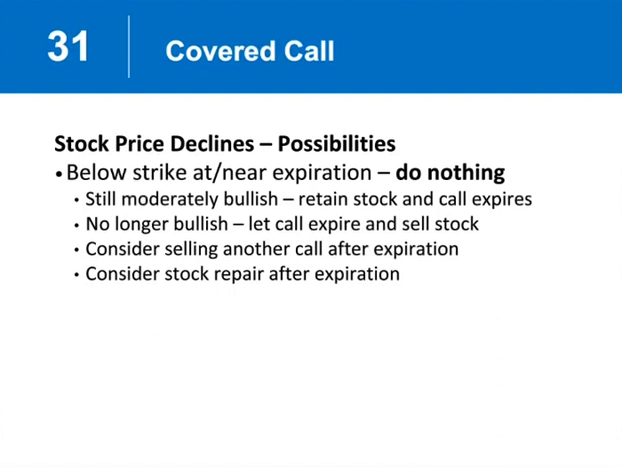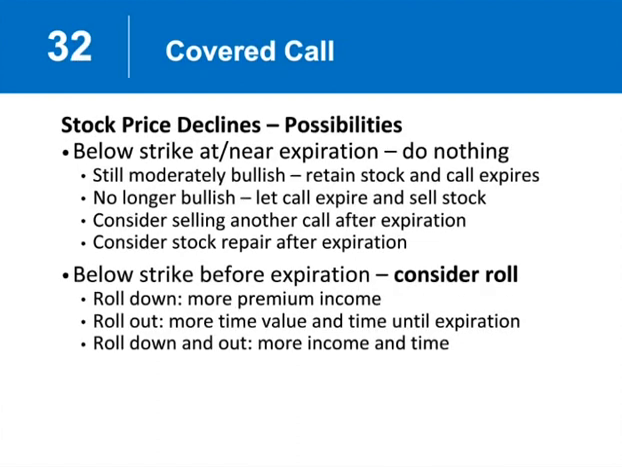So the covered call, let's talk about the stock declining below the strike as we get close to expiration. Again, we don't have to do anything. If the stock just before or at expiration is below the strike, we'd be long stock at expiration, and the calls would go out worthless, and we'd have the possibility of rolling into another call if we decided to. So as the stock price declines, you can do nothing.